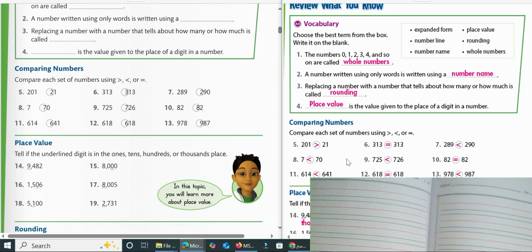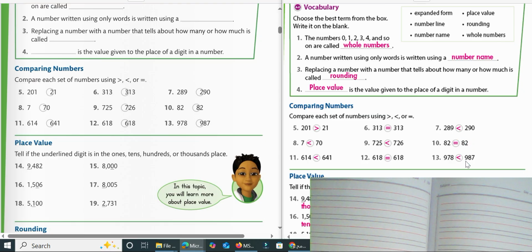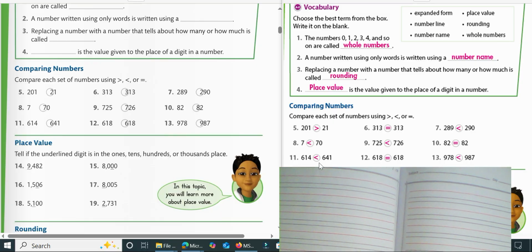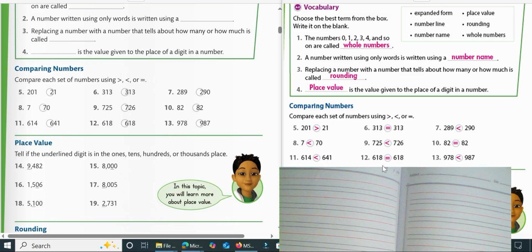And 7 is less than 70. 725 is less than 726. 82 equals 82. 614 is less than 641. 618 equals 618, and 978 is less than 987. Okay, we can compare between two numbers because 9 equals 9 and 7 is less than 8. Then you must look at the left hand side to compare between two numbers.